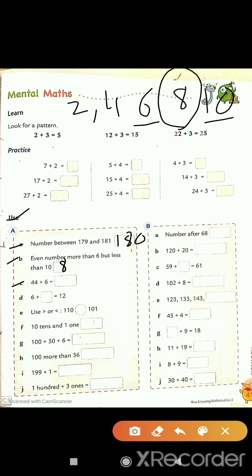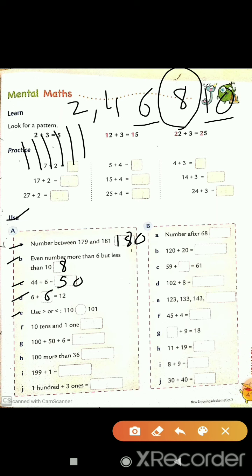Next, 44 plus 6. So 44, what comes after 44? 45, 46, 47, 48, 49, 50. So you will write here 50. Next, 6 plus dash is equal to 12. 6 plus 6 is equal to 12. Remember students, double of 6.